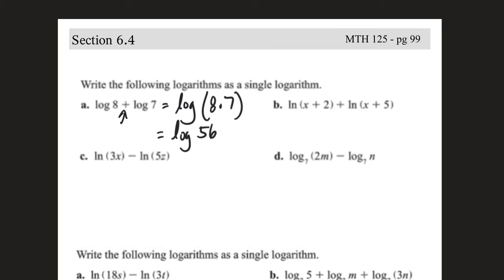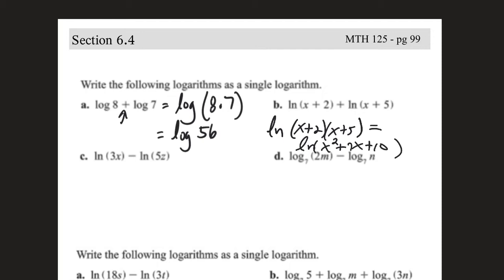What about B? So we're adding again. So this is a natural log of x plus 2 times x plus 5. On WebAssign, they would probably force you to FOIL that or double distribute. So they probably would want you to write the natural log of x squared plus 7x plus 10, which is when we multiply those out. It's possible that they might not make you do it, but if they do, you're prepared.